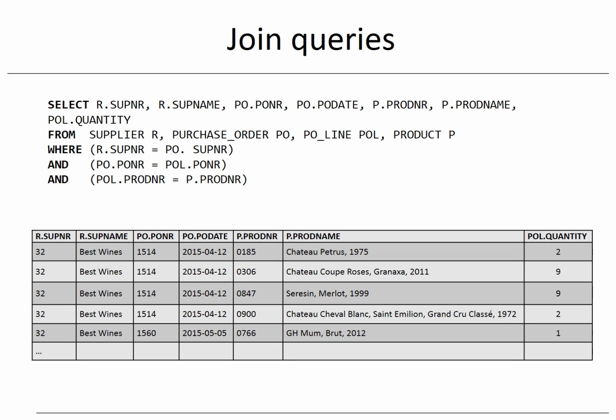Here you can see our SQL join query. Again, note the shorthand notation that we use to refer to the tables: R for supplier, PO for purchase order, POL for PO line, and P for product. The where clause specifies all the join conditions. Note that this query is quite intensive in terms of resources, since data from four tables needs to be joined.